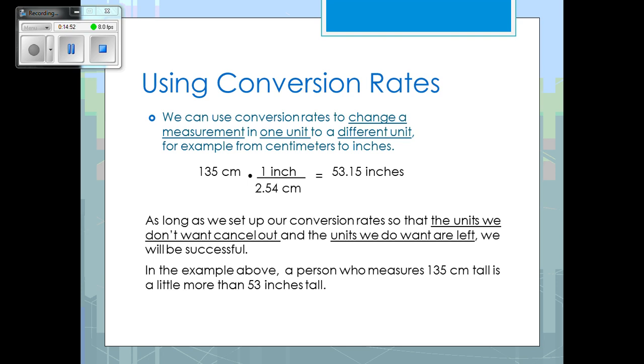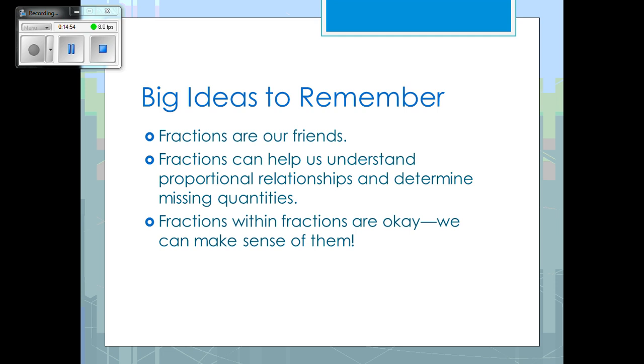Big ideas to remember. Fractions are our friends. Fractions are very useful in math, and as long as we review how to work with fractions, we are going to be successful. Fractions can help us understand proportional relationships. They can help us determine missing quantities. And last but not least, fractions within fractions are okay. We can make sense of them. We can do this.